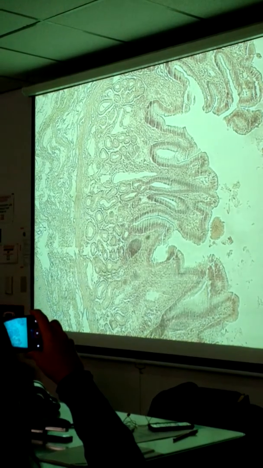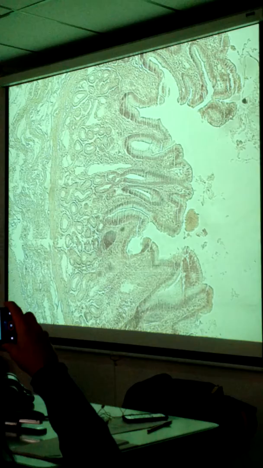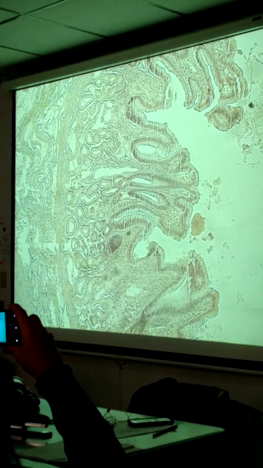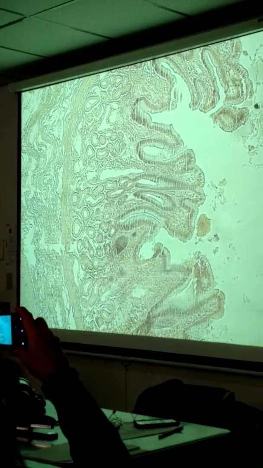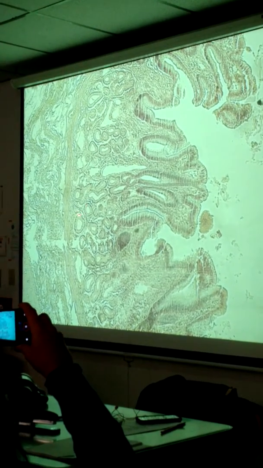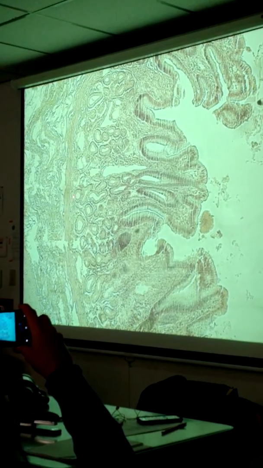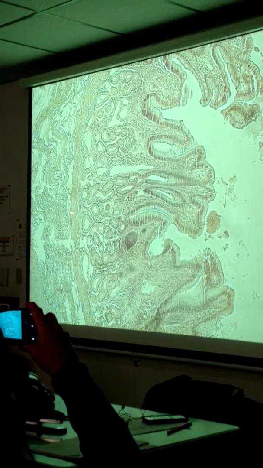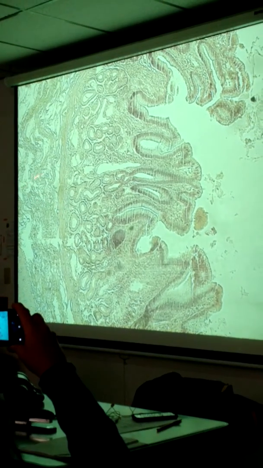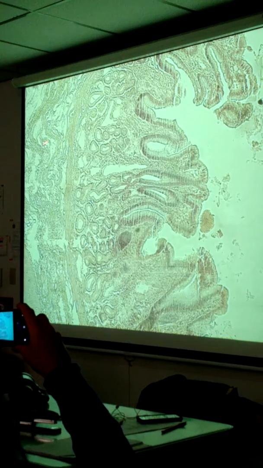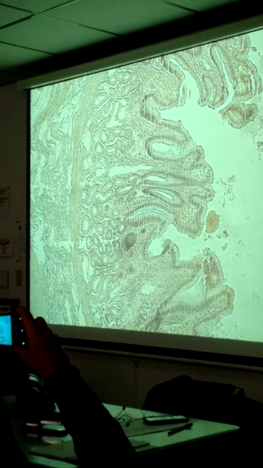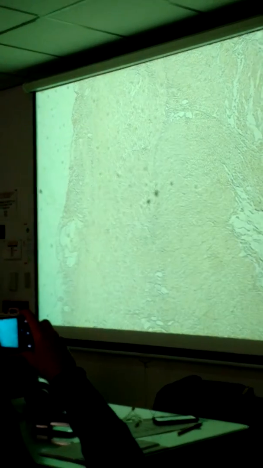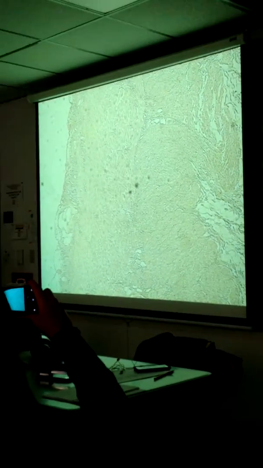This is still stomach. It's a different region. You don't have to know which region. I don't even know. They're just stomach to me. And you know the pits up here, and down here are gastric glands. That's muscularis mucosa. Therefore, what layer is that? Submucosa. It's a loose CT. That's the layer, submucosa. Okay, this is the muscle layer of this stomach.